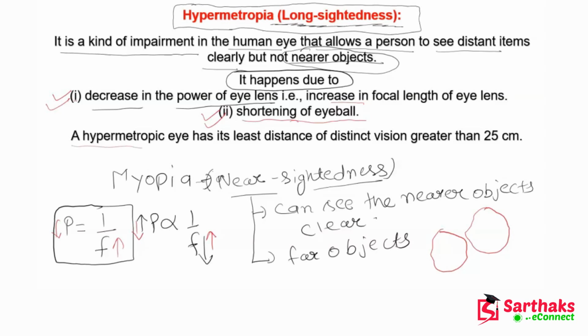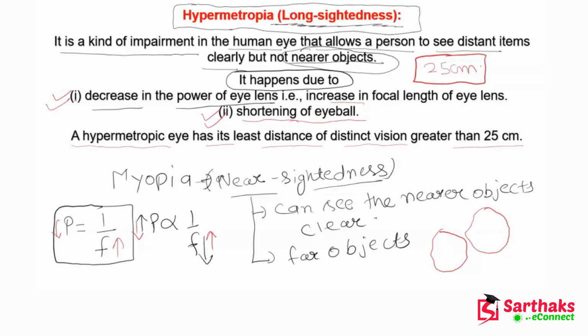Now, a hypermetropic eye has its least distance of distinct vision greater than 25 centimeter. You know that a normal person has a near point of 25 centimeter. It means that he can see the objects beyond 25 centimeter clearly.